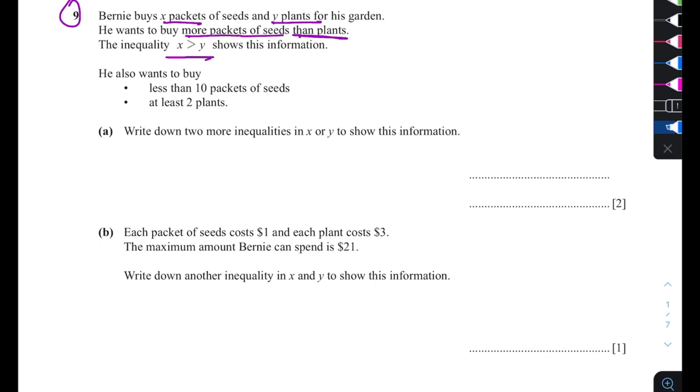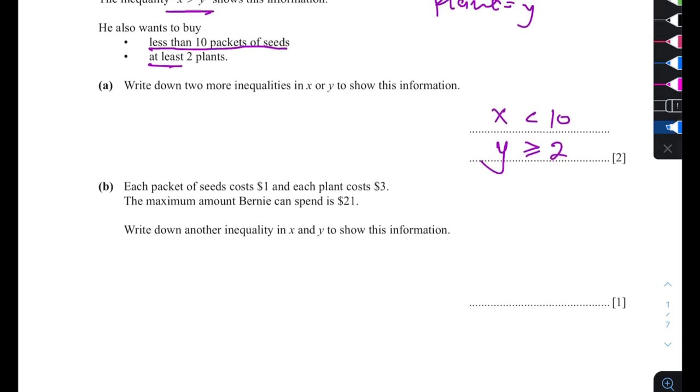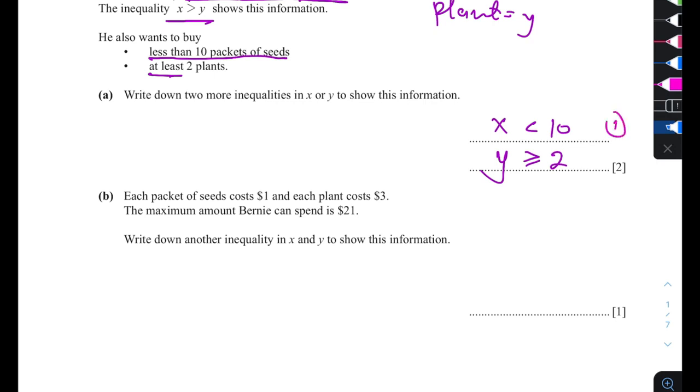Now he wants to buy less than 10 packets of seeds. Well, please remember that seed is for X and then plant is Y. Therefore, if you want to buy less than 10 packets of seed, then you can just write X is less than 10, okay? Now, we are also told that he wants to buy at least, that's the key word, at least 2 plants. So Y is greater or equal to 2. Okay, now let's continue. Each of these will just give you 1 mark, okay? So that's why the scheme here is 2 marks.